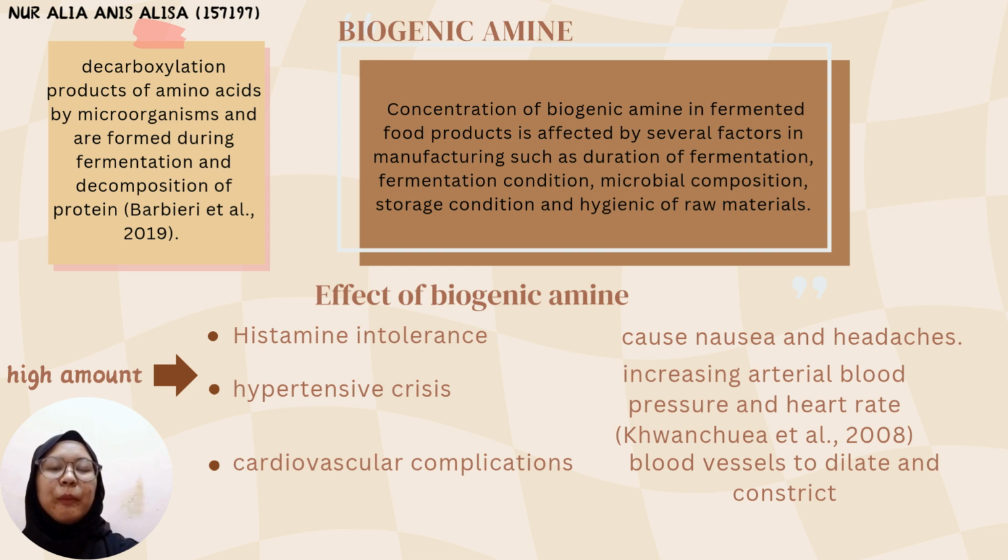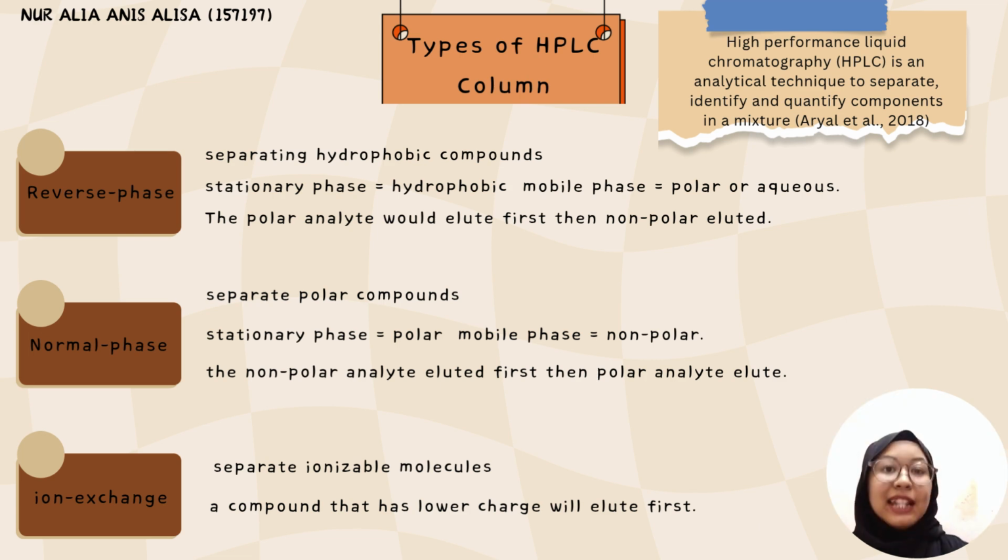In order to monitor levels of biogenic amines, identify types of biogenic amines, and trace the sources of biogenic amine, HPLC can be used since HPLC is selective and sensitive. In this slide, it is about HPLC. HPLC is high performance liquid chromatography. High performance liquid chromatography, or HPLC, is an analytical technique to separate, identify, and quantify components in a mixture.